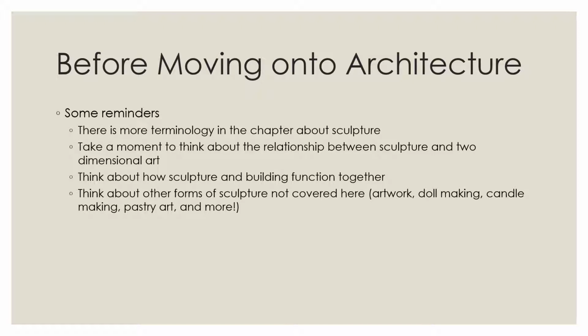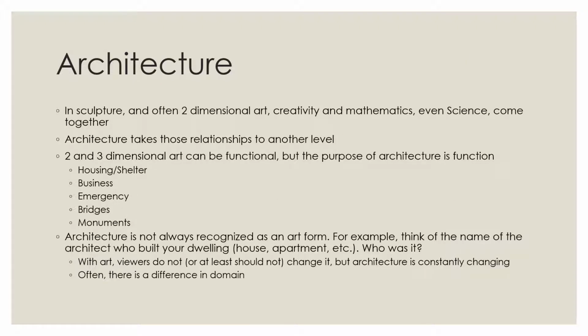A few reminders before moving on to architecture. There is more terminology in the chapter about sculpture. Be sure to think about the relationship between sculpture and two-dimensional art, and think about how sculpture and building function together. And finally, think about how other forms of sculpture not covered here, artwork, doll making, candle making, pastry art, linear sculpture that we didn't cover in depth, and more. If you need to take a short break, feel free to pause the video for a moment. Otherwise, let's dive into architecture.